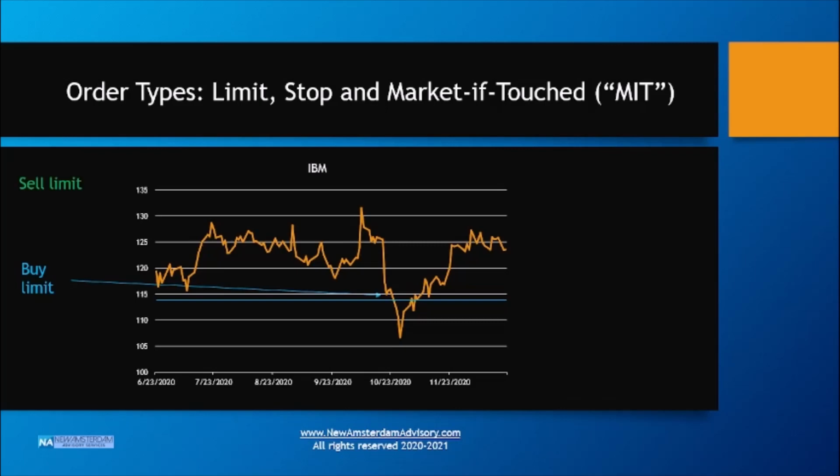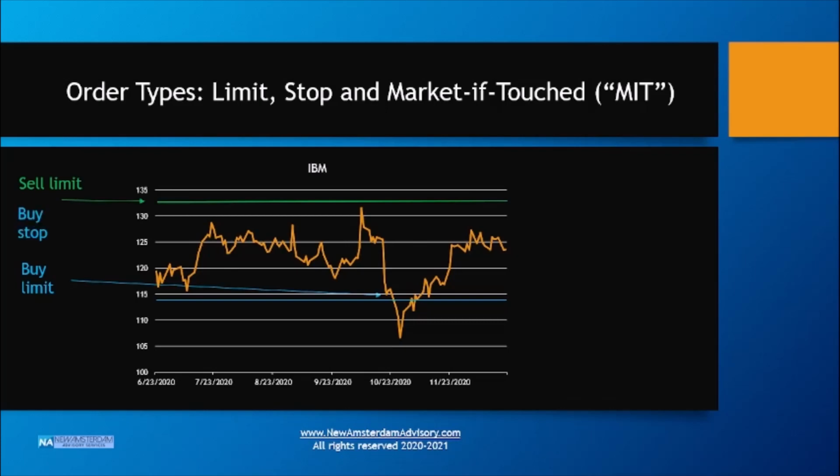Now let's say we look at a sell limit. We want to lock in a particular profit. Say we put it at around 133. Now as you see here, IBM in that period never reached 133. So this sell limit order will never get executed, because selling at 133 or better, meaning higher, is not a condition that's fulfilled ever during this period.